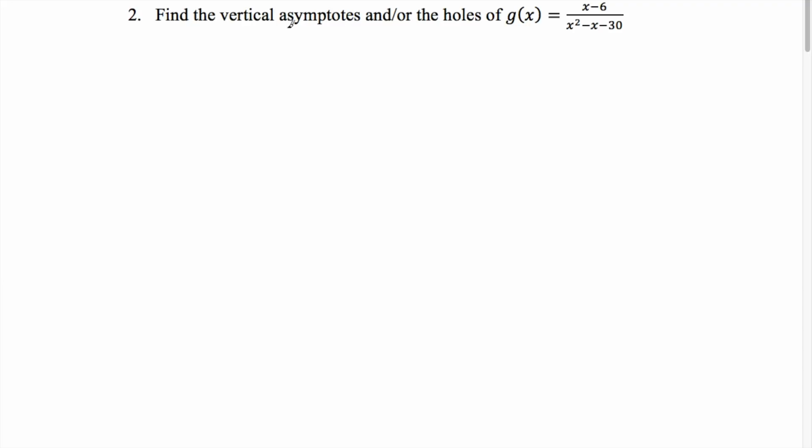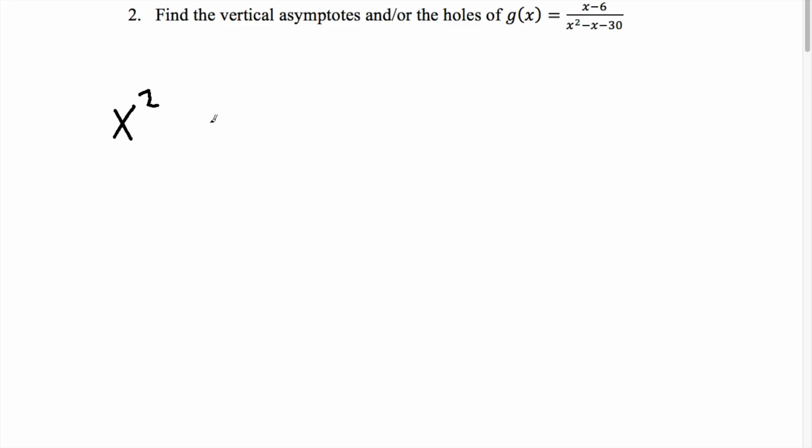So in question 2, we are tasked with finding the vertical asymptotes and/or the holes of g of x. And g of x is given. So in order to find asymptotes, you take the denominator and set it to 0 and solve for the x's. So let's do that. Let's focus on the vertical asymptotes first.